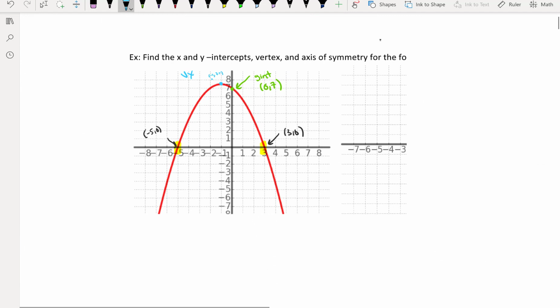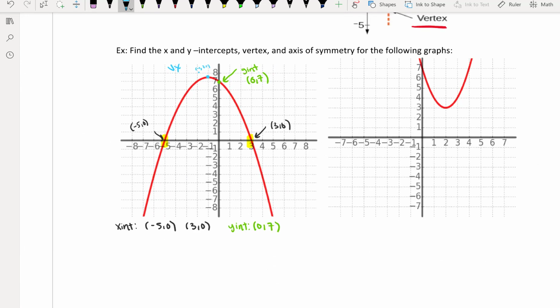So when I zoom out, I'm going to rewrite this. My vertex is at (-1, 7.5). So I have my x-intercepts, I have my y-intercept, I have my vertex. The only thing I'm missing now is my axis of symmetry. My axis of symmetry is always x equals whatever the value of x is for my vertex. So it happens to be x equals -1. Okay, so that was our first graph.